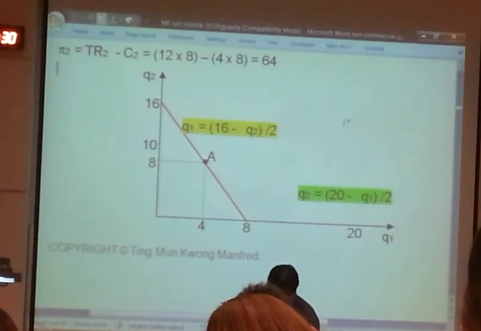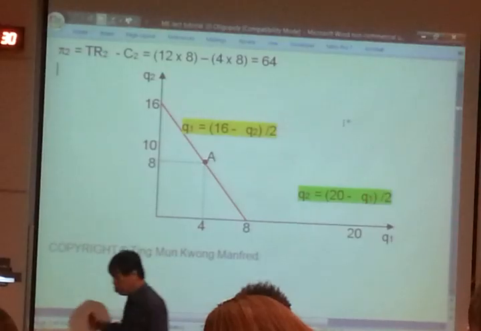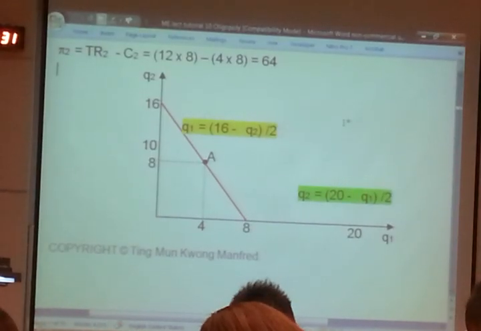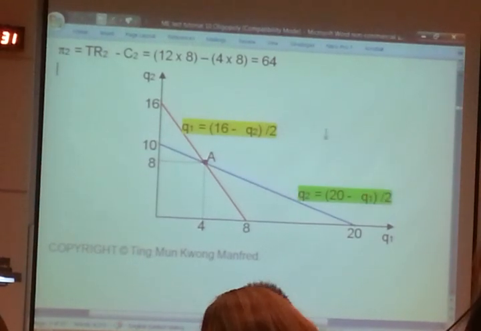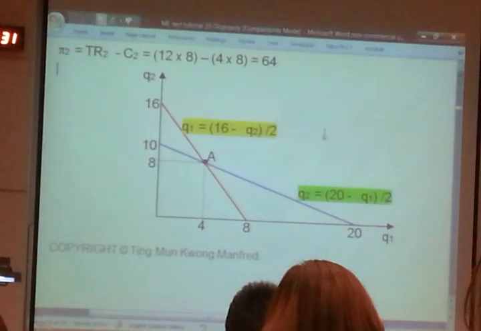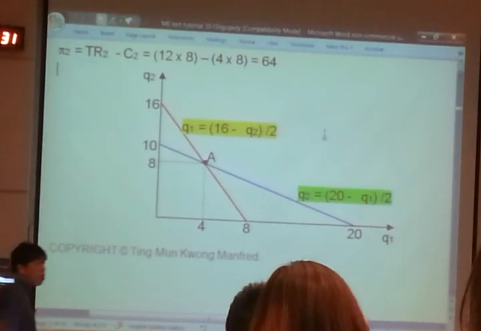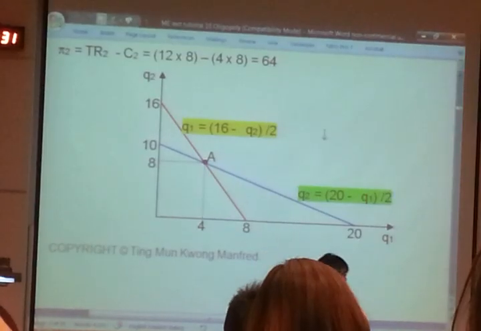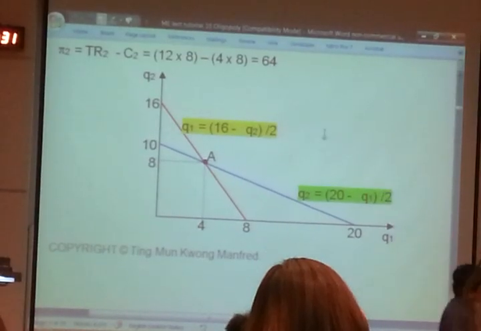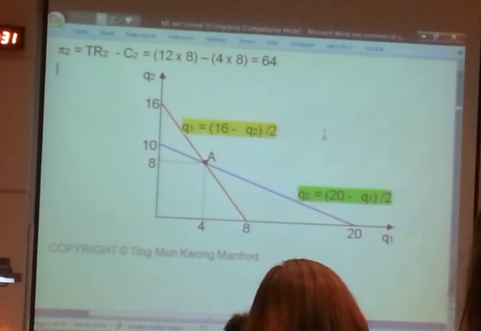Now let's find the profit maximizing function for firm 2. If you plot this equation in the same manner that I just showed you, you get this line. So where's the Nash equilibrium? The Nash equilibrium is formed where? Can it be here?